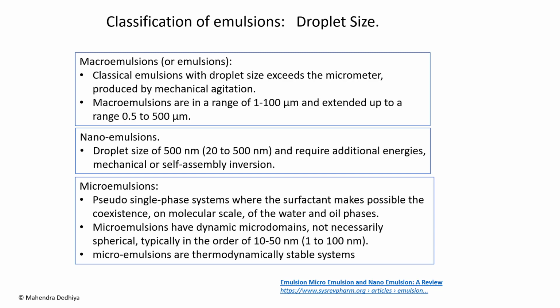Microemulsions are pseudo single phase. They behave like monophase system, and the emulsifier and surfactant make it possible to coexist at a molecular level. Microemulsions have dynamic microdomain which are not necessarily spherical, and they are 10 to 50 nanometer, range being 1 to 100 nanometer. And microemulsions, because they behave like monophasic, they are thermodynamically stable for longer duration.